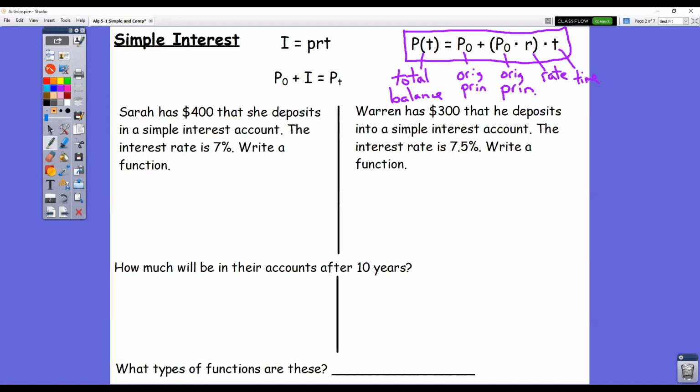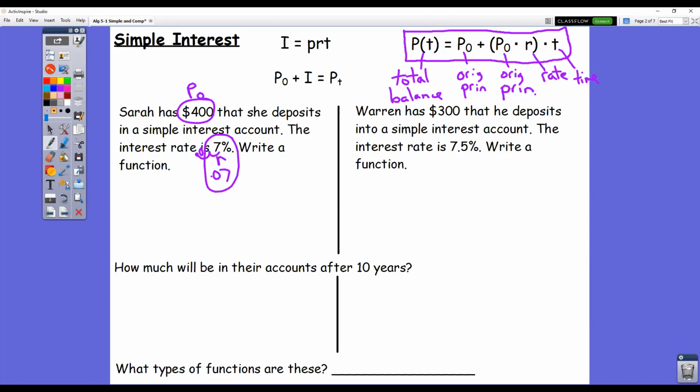So when we take a look at Sarah, Sarah has $400. That is our original principal, so P sub 0, that she deposits into a simple interest account. The interest rate is 7%. Now, that is your rate, but remember, we want it as a decimal, not a percent. So we need to move the decimal point over 2 places. So this really becomes 0.07.